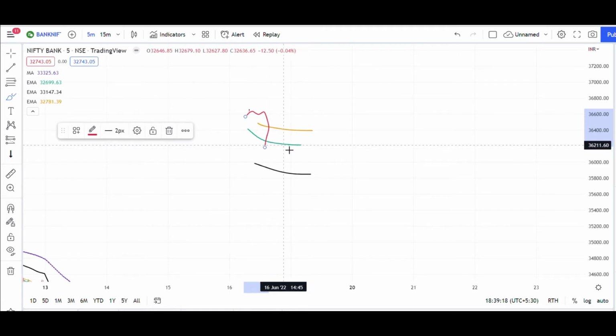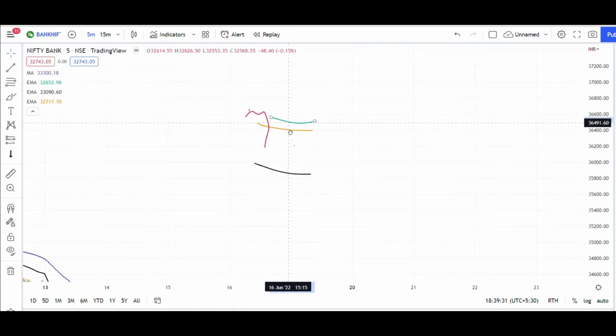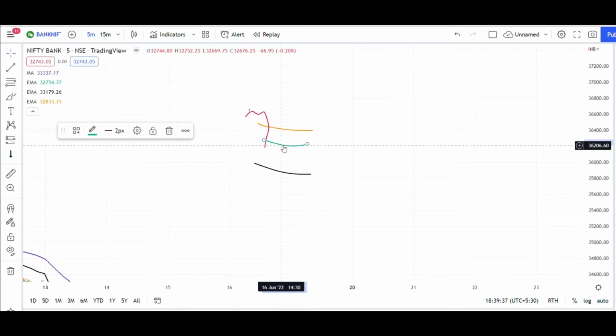In the scenario 1, it was like 10 exponential moving average was above 20 exponential moving average. But here the scenario has changed. It is now below 20 exponential moving average. So this is the different scenario. So first scenario, second scenario, and then we will go with the scenario 3.